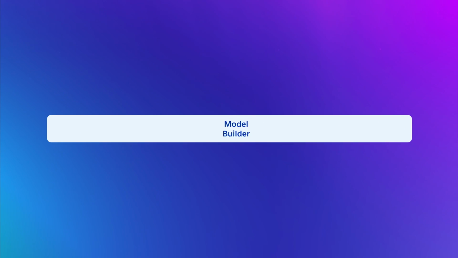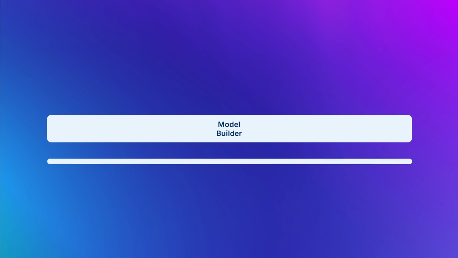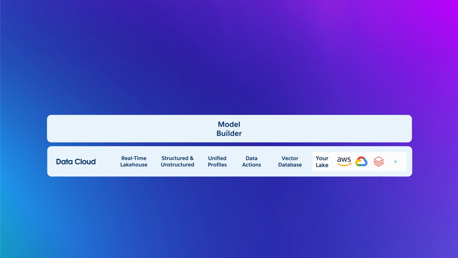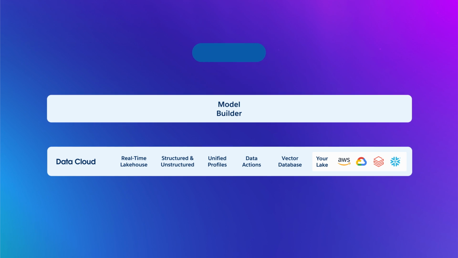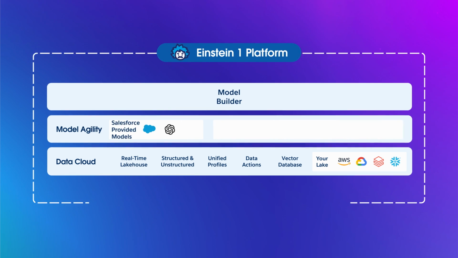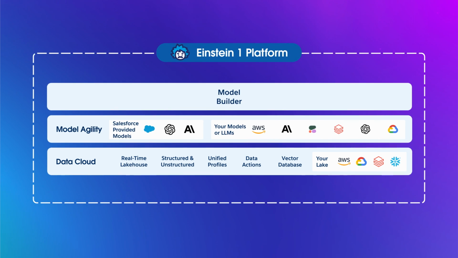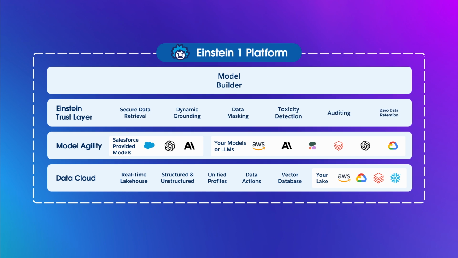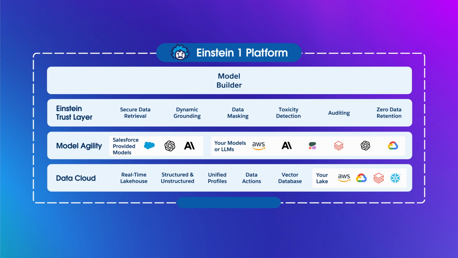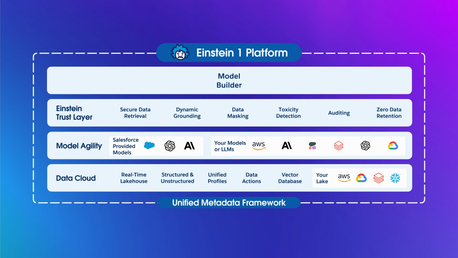Model Builder helps teams build custom AI models with Data Cloud. It brings existing predictive models to the Einstein 1 platform and connects their LLMs to the Einstein Trust Layer, all while managing these models from a unified control plane.